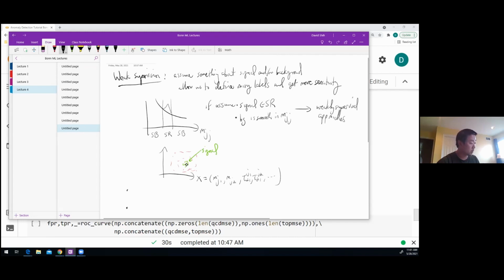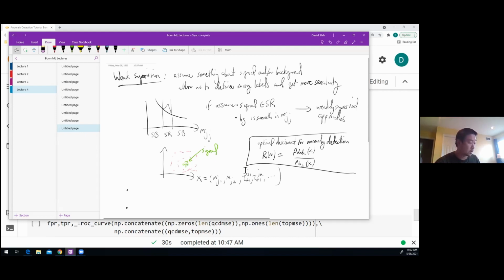But before, I guess there's one additional point I want to make, which is that there's an optimal discriminant for anomaly detection. This is where the optimality guarantees come from. So that's the likelihood ratio.